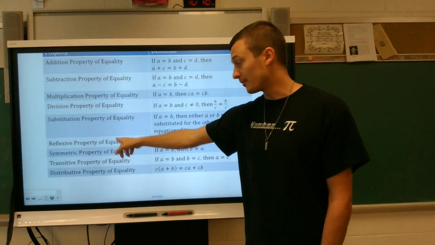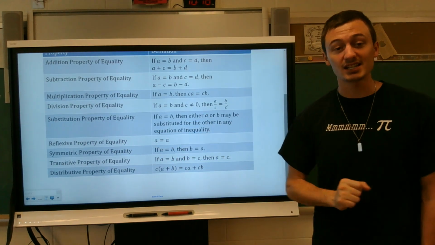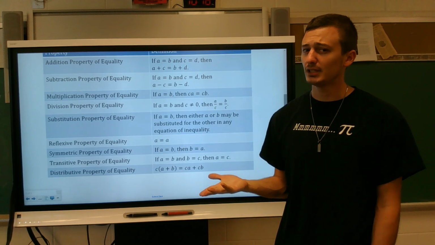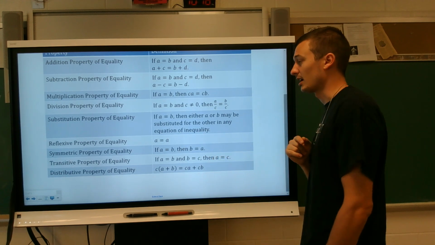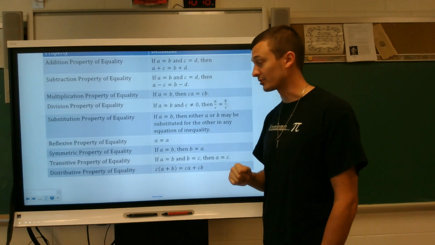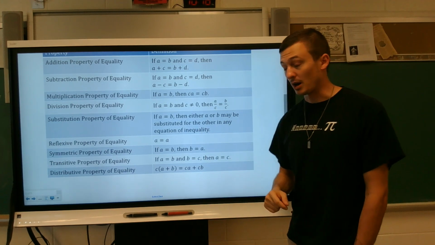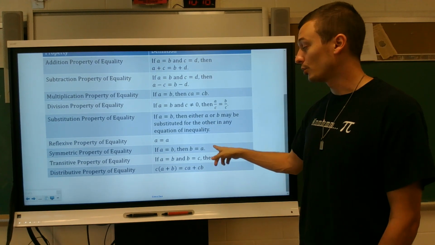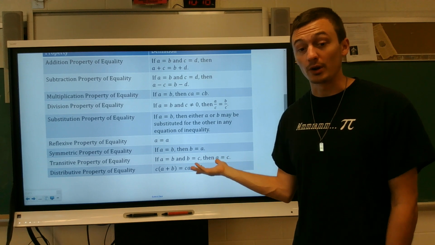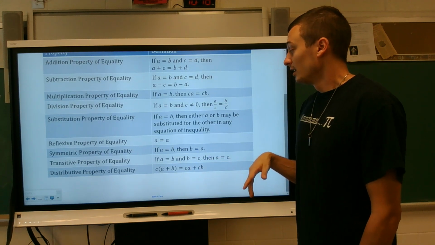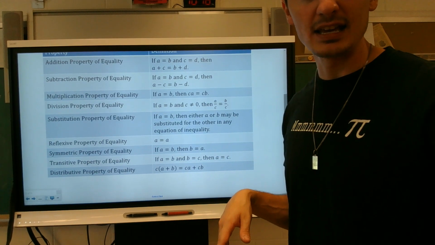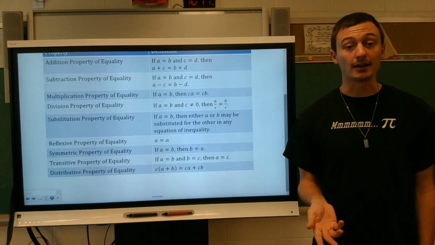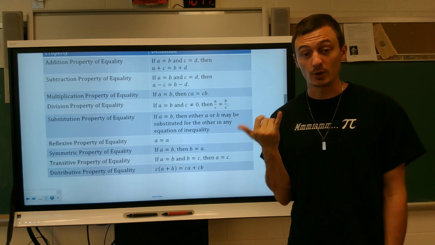The reflexive property of equality is the most redundant, in my opinion, is that something is equal to itself. Kind of obvious. But it's a statement. It's called the reflexive property of equality. The symmetric property of equality is another thing that we use all the time, we just use it without knowing about it. The symmetric property of equality says that if A equals B, then B equals A. You can just flip an equation around.